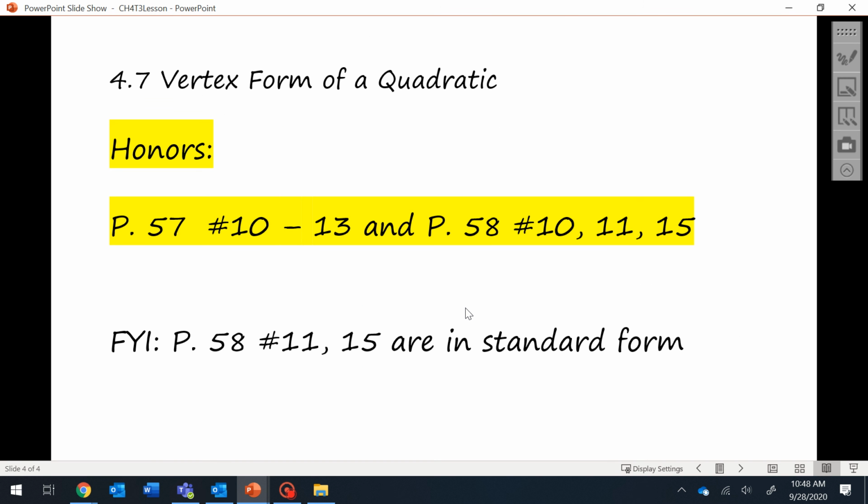All right, so honors: page 57, numbers 10, 11, 12, 13, and page 58, numbers 10, 11, and 15.